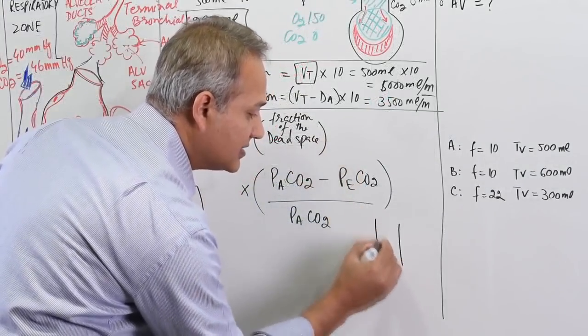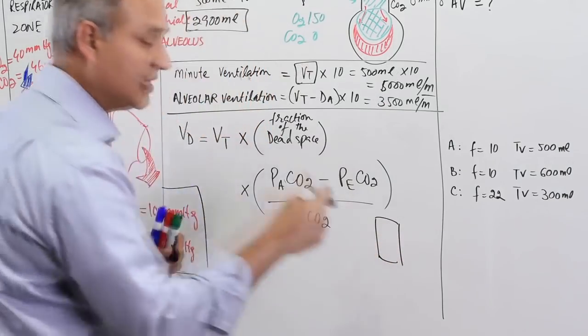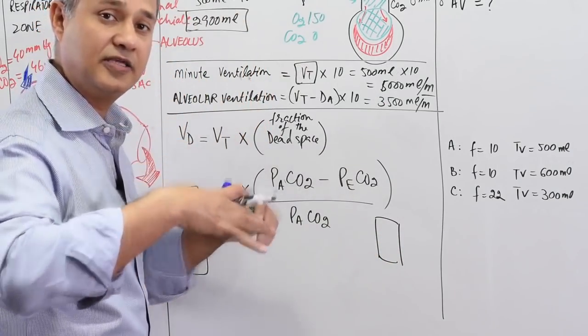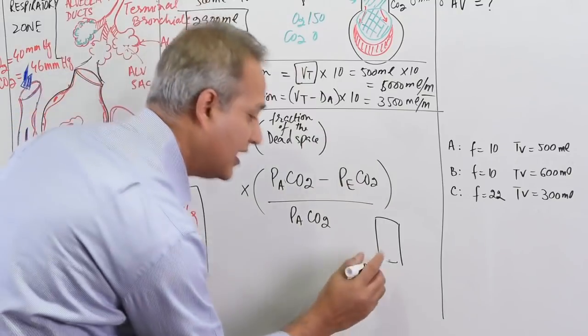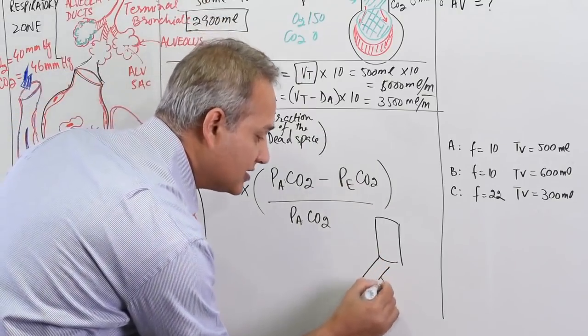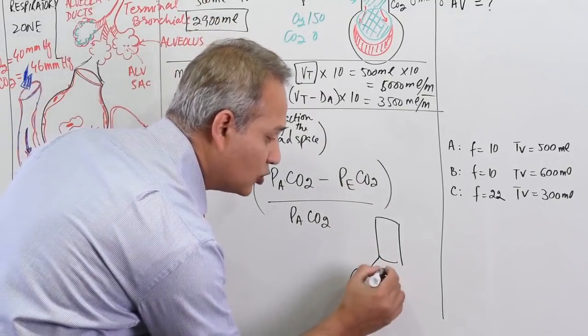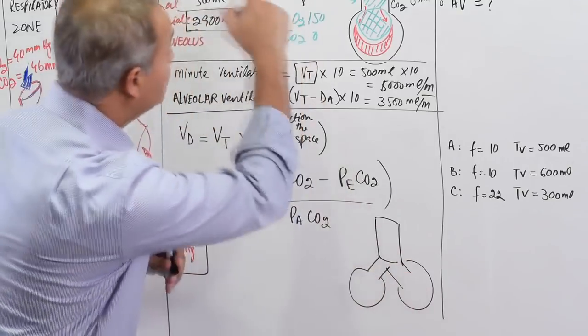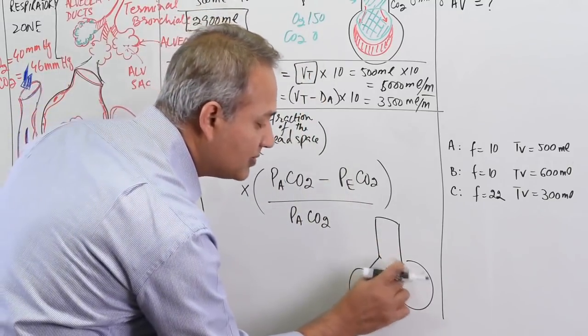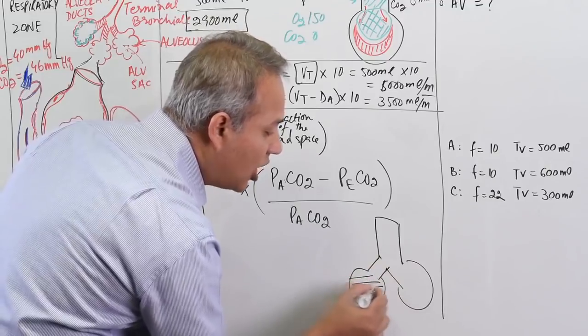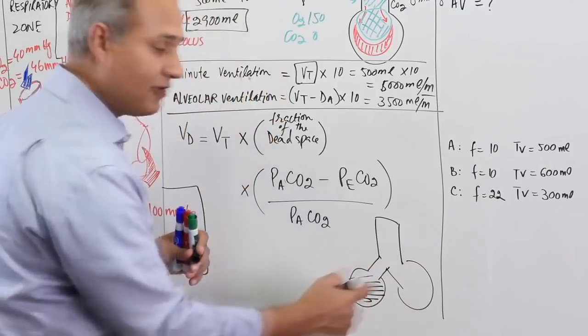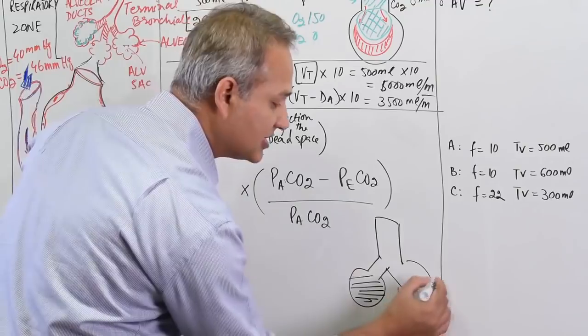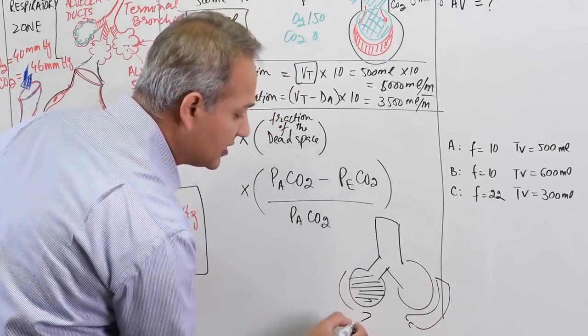Let's say here is the anatomical dead space. This is the trachea and the bronchi and the bronchioles and all that. And then there are two alveolar or respiratory zones instead of one. I've been using one here. There are two respiratory zones. One of them is not working. One of them is working. This one is doing gaseous exchange. This one is not doing gaseous exchange.